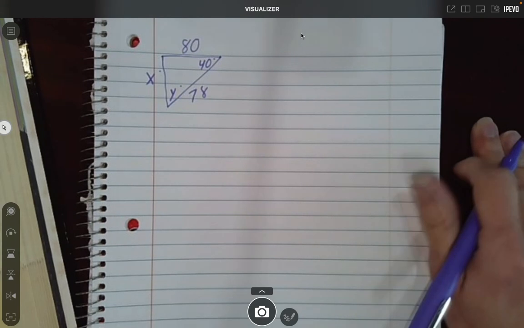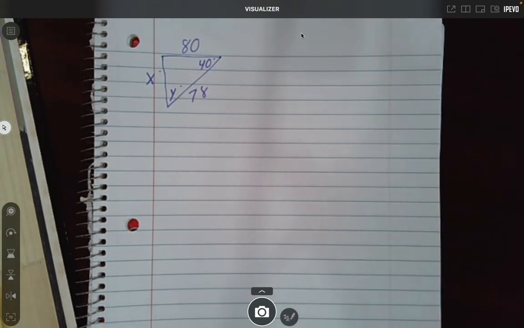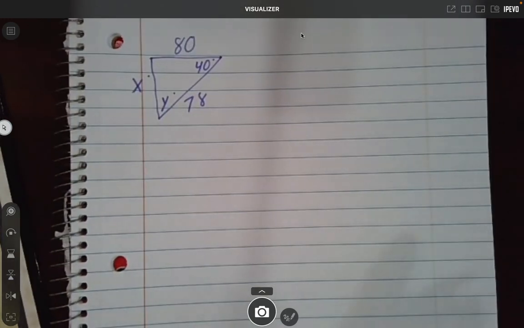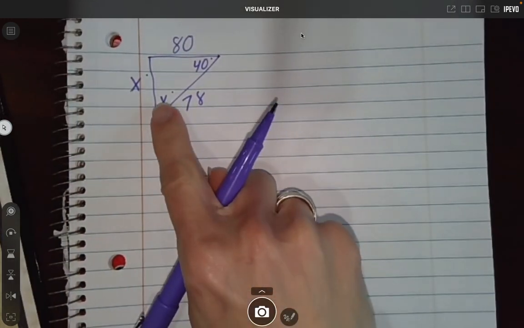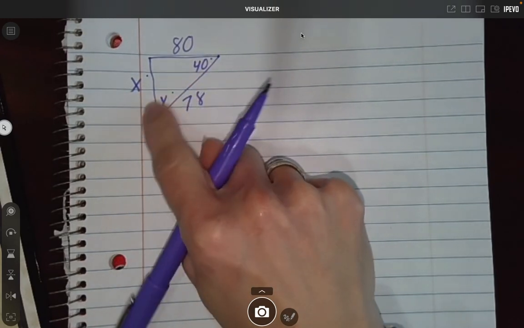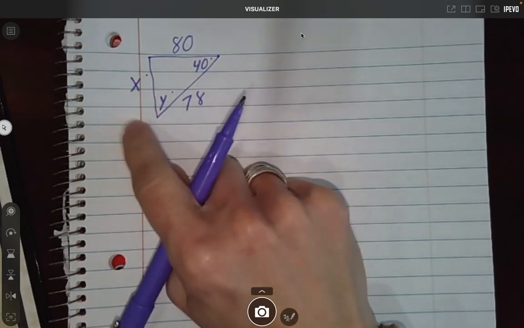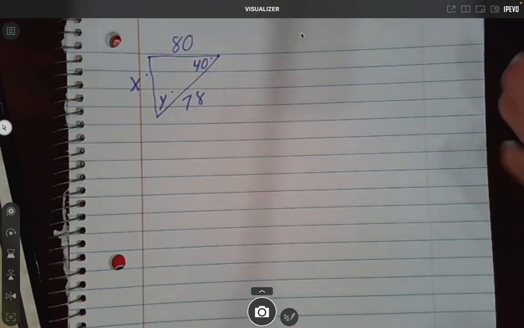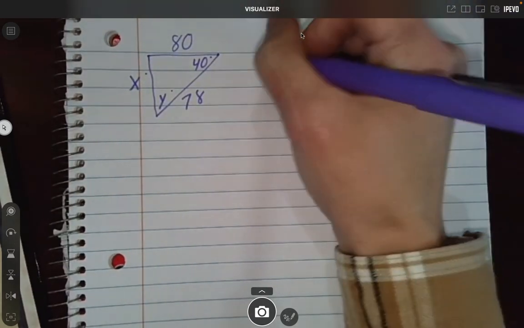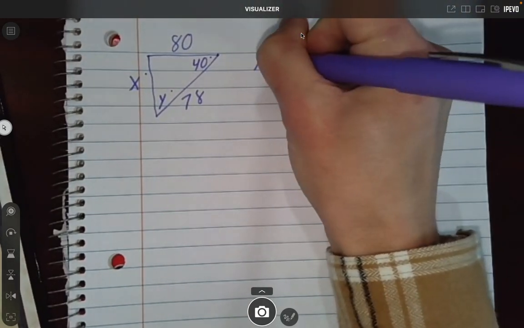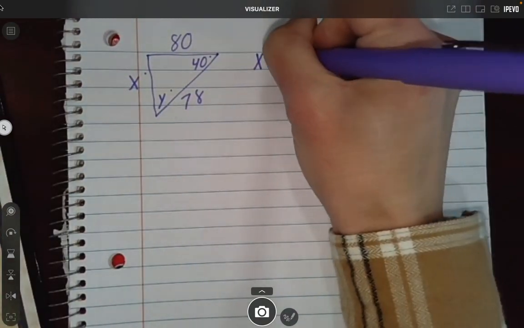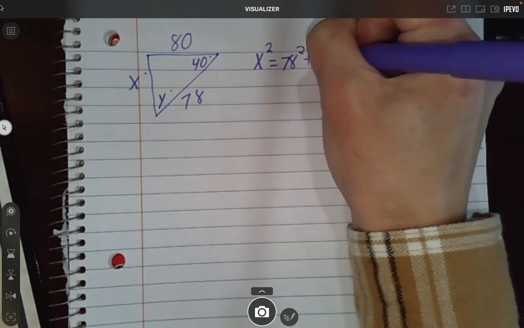Okay. So on this one, let's find X. Let's not even find Y. We're not worried about that. Let's find X. X goes with what angle? 40. Does everybody see that? So they don't have A's, B's, and C's. They don't really have anything written. So I know I'm looking for my side X, so it goes over here. Now what are my other two sides? 78. So I'm going to put 78 squared and 80 squared.